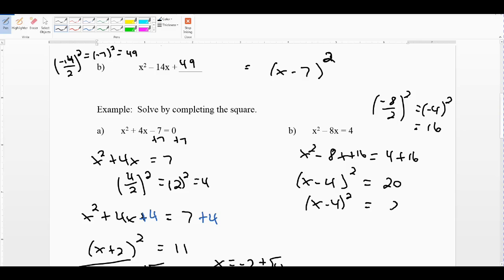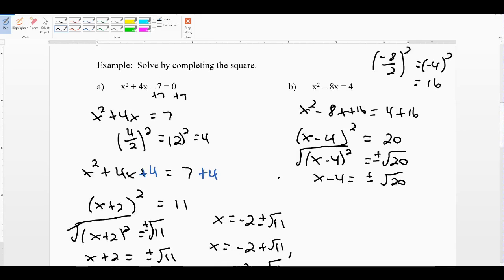And to finish this, we get rid of the exponent of 2 by square rooting both sides. Don't forget the plus and minus. So we end up with x minus 4 equals plus or minus the square root of 20. Now we need to break down or simplify the square root of 20.